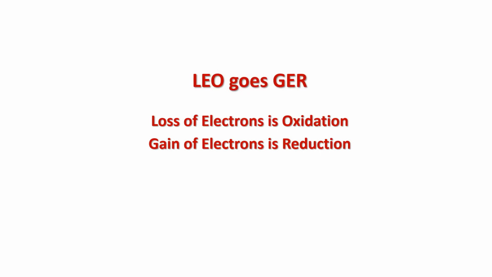But maybe that's because I'm a Leo. Or maybe it's just because lions are awesome. When I moved to Australia, I noticed people tend to think of OIL RIG. Oxidation is loss of electrons, and reduction is gain of electrons.